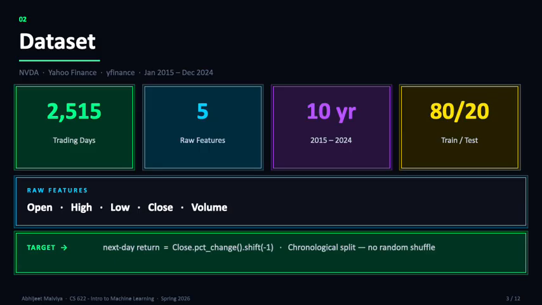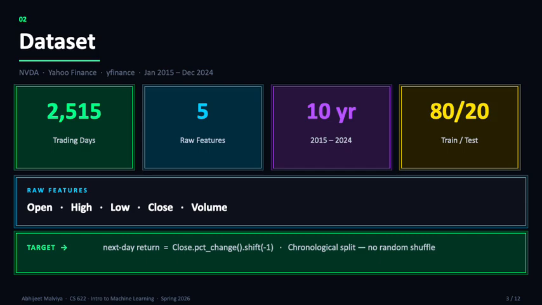So for the dataset, I use the yFinance Python library to pull NVIDIA's daily OHLCV data, which is the open, high, low, close, and volume data from January 2015 through December 2024. That gives us 2,515 trading days, which is about 10 years of data. The target variable is next day return, calculated as a percentage change in closing price shifted one day forward.